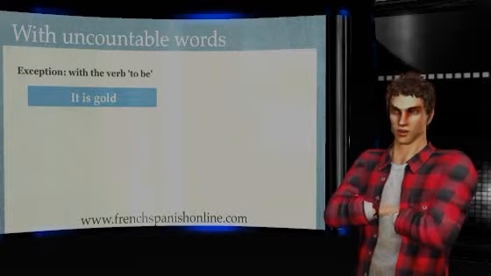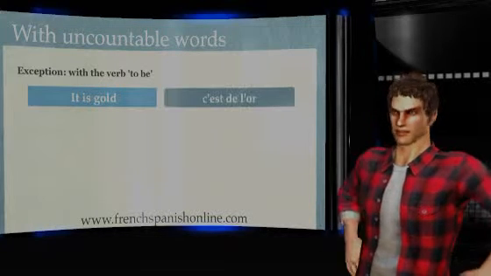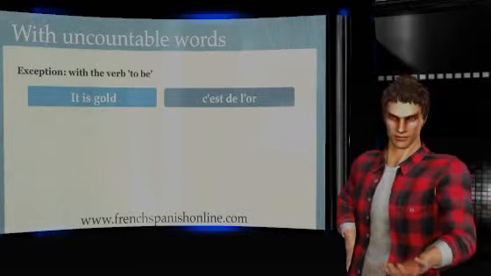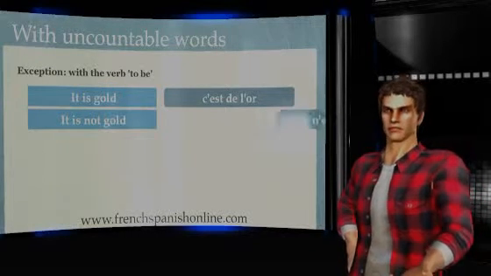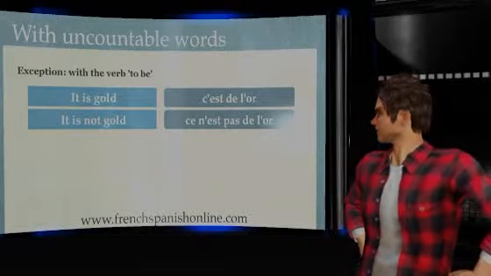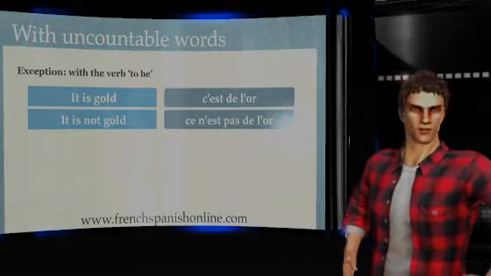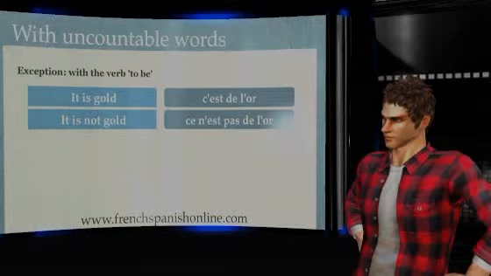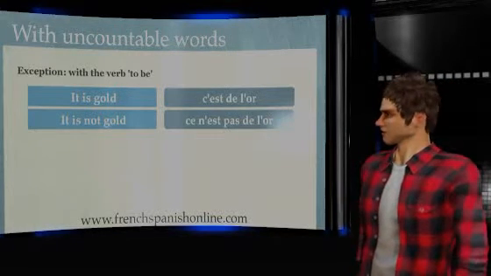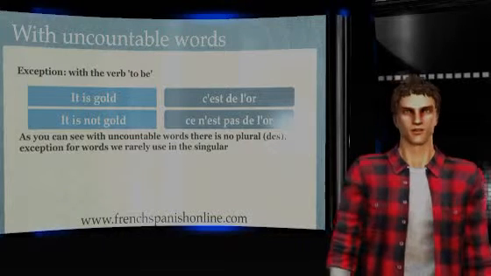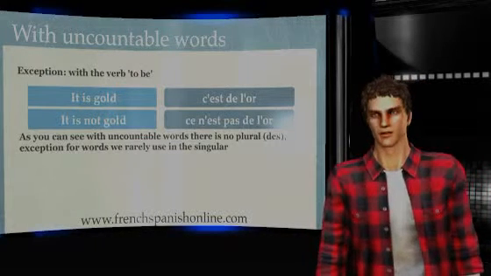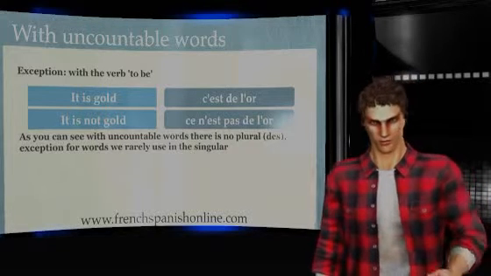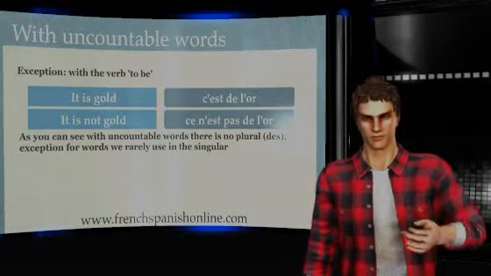When you say, for example, it is gold in English, in French we say c'est de l'or with the definite article. It is not gold, the same thing, ce n'est pas de l'or. So with the verb to be, expressions like it is gold, it is silver, things like that, we need the definite article. As you can see, with uncountable words there is no plural des, but there is a second exception for words we rarely use in the singular form.